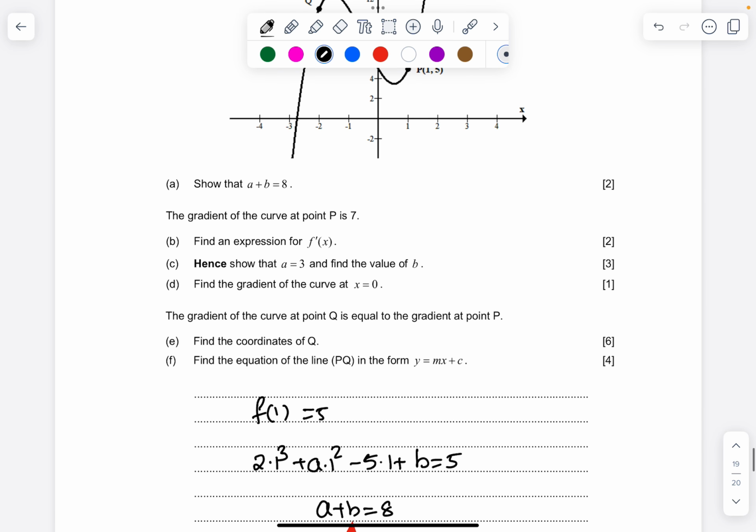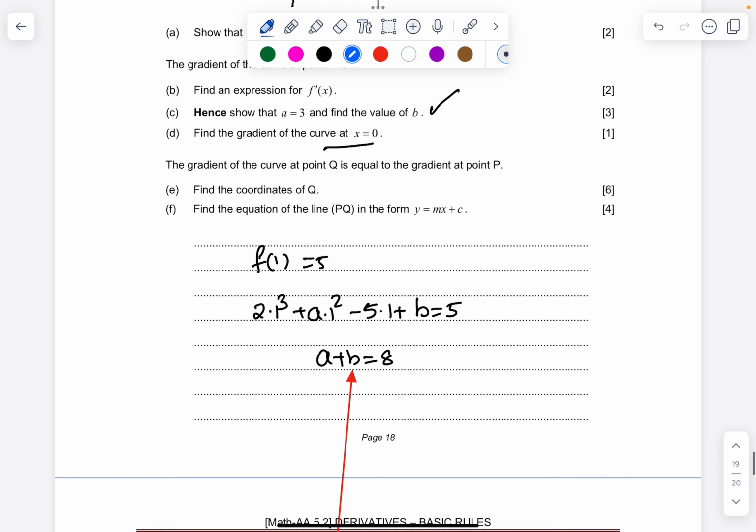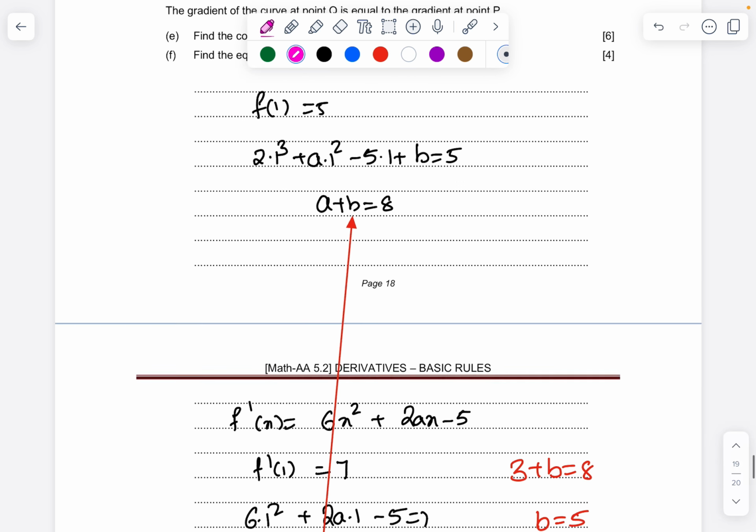Then show that a equals 3 and find the value of b. Find the gradient of the curve at x equals 0. So for part D, f prime of 0 will be 6 times 0 squared plus 2 times 3 times 0 minus 5, which is going to be negative 5. Next, the gradient of the curve at a point Q is equal to the gradient at P. Find the coordinates of Q.